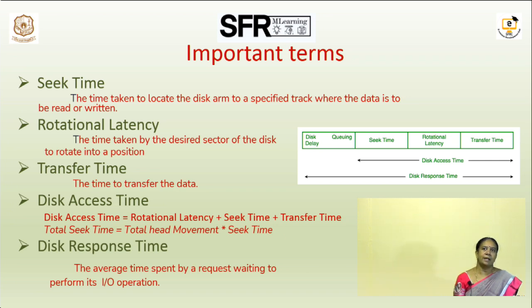The second one is rotational latency. It is the time taken by the desired sector of the disk to rotate into position. The third one is the transfer time. It is the time to transfer the data, that is the read and write operation. Then disk access time has some calculations. Disk access time is equal to rotational latency plus seek time plus transfer time. The total seek time is calculated by adding total head movement and seek time. Disk response time is the average time spent by a request waiting to perform its IO operations.